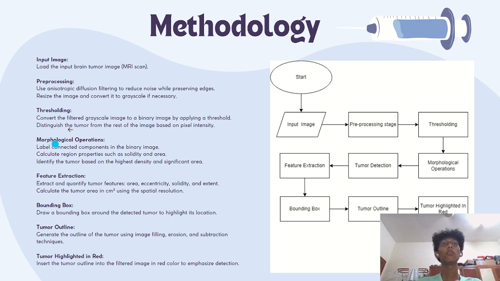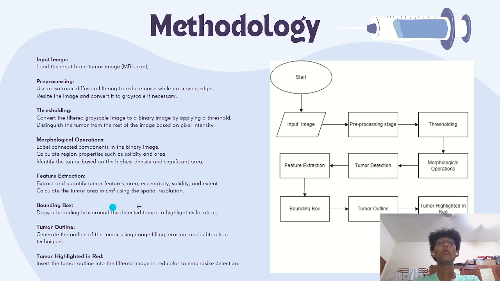And then we have the morphological operation. This operation will label connected components in the binary image, and then calculate region properties such as solidity and area, and next identify the tumor based on the highest density and significant area. And then we have feature extraction where we extract and quantify tumor features such as area, eccentricity, solidity, and extent. And then it will calculate the tumor area in centimeters using the spatial resolution in square centimeters.